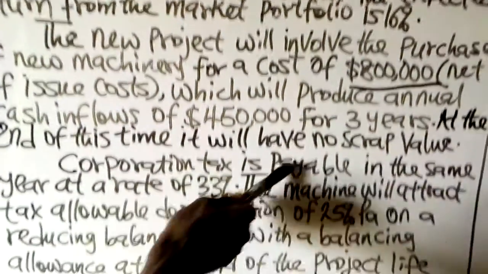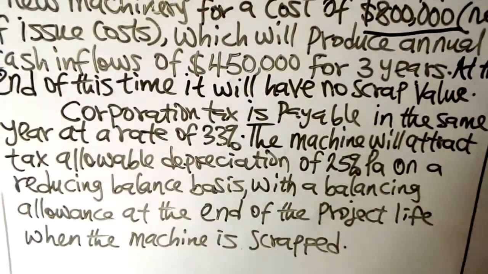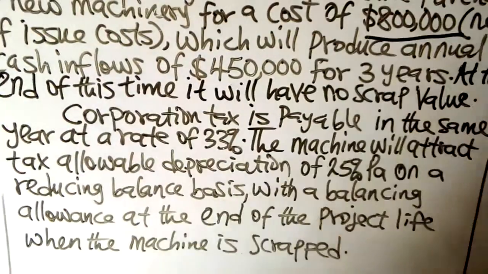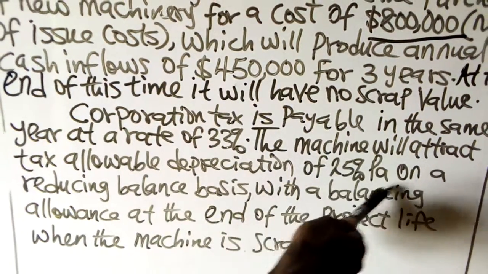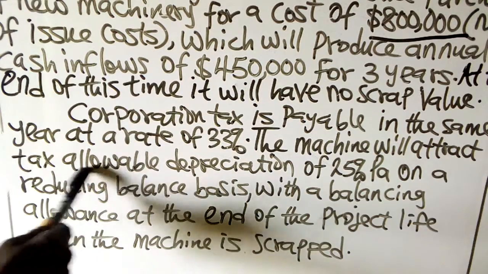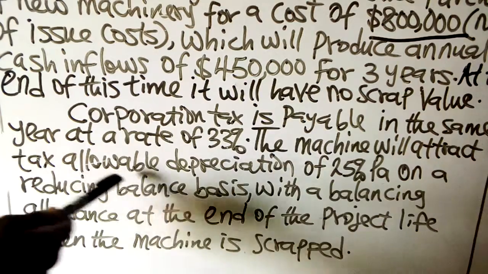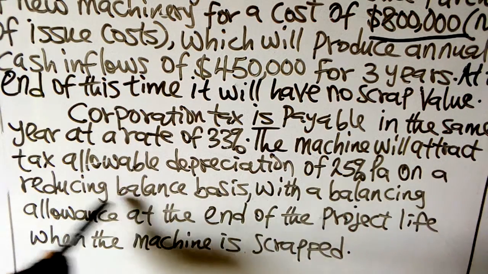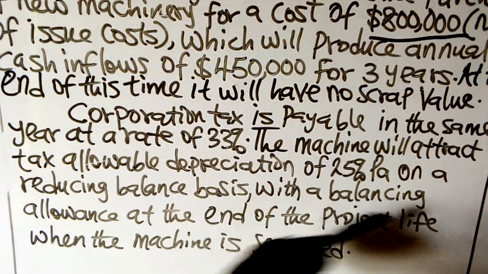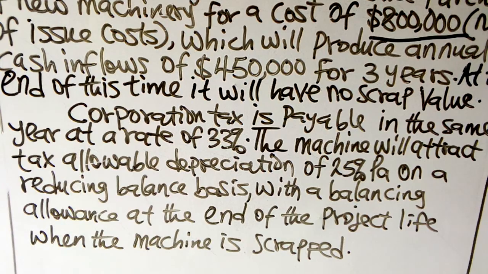Corporation tax is payable in the same year at a rate of 33%. That is the corporation tax rate. The machine will attract tax allowable depreciation of 25% per annum. In the Nigerian context, we call it capital allowance. You either call it capital allowance or tax allowable depreciation, 25% per annum on a reducing balance basis, with a balancing allowance at the end of the project life when the machine is scrapped.